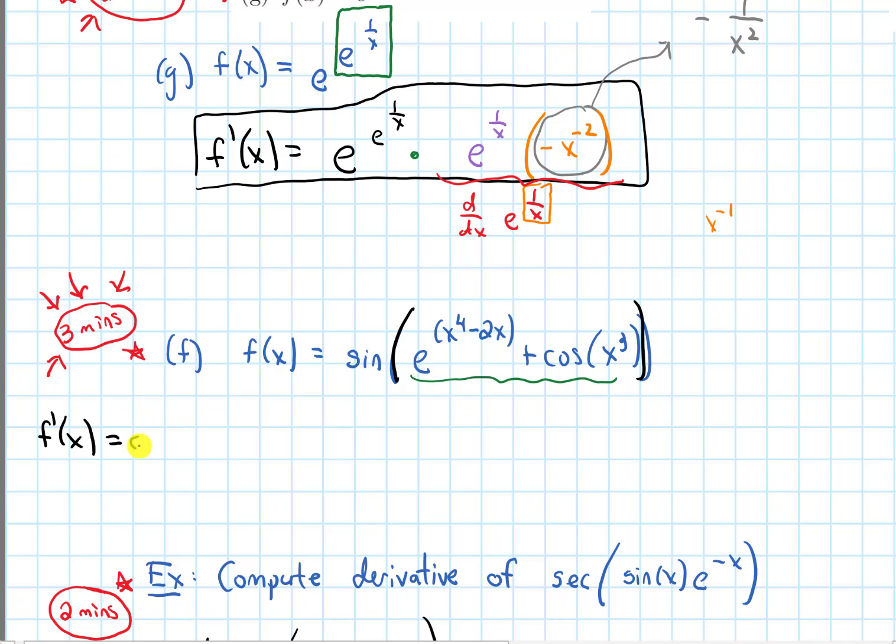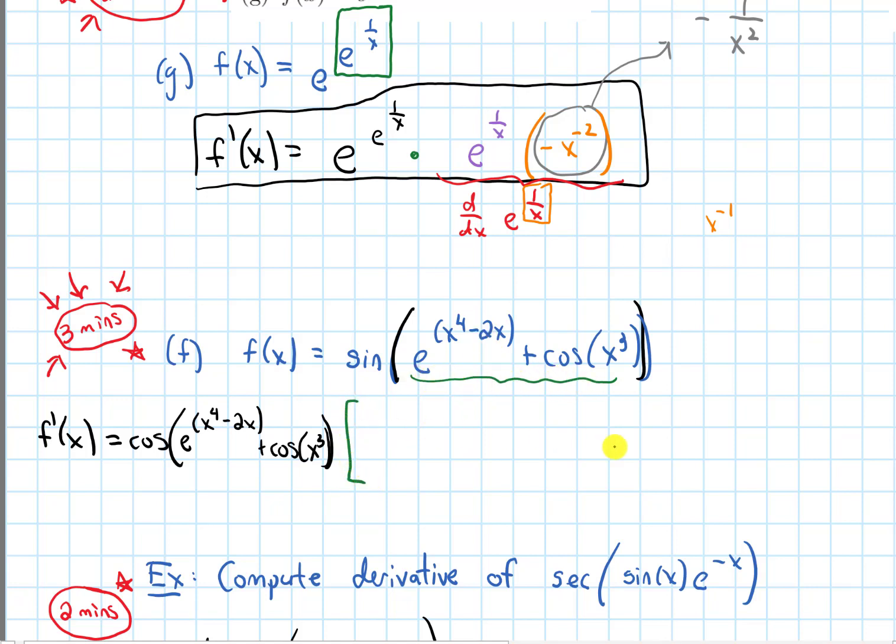Derivative of sine is cosine. But when you do that, keep plugging the same inside thing in. So keep plugging in e to the x to the 4 minus 2x, and then plus cosine of x to the third. Keep plugging that in. And then do the chain rule step and multiply by the derivative of that inside stuff.